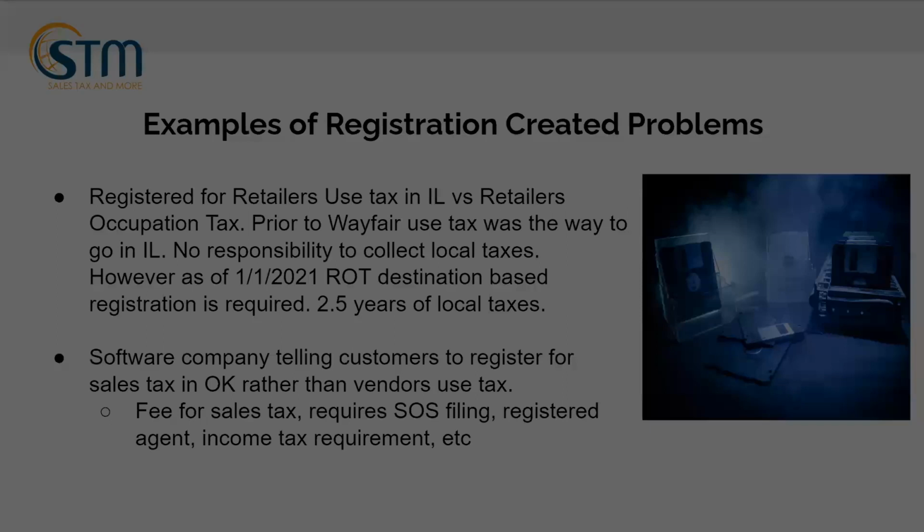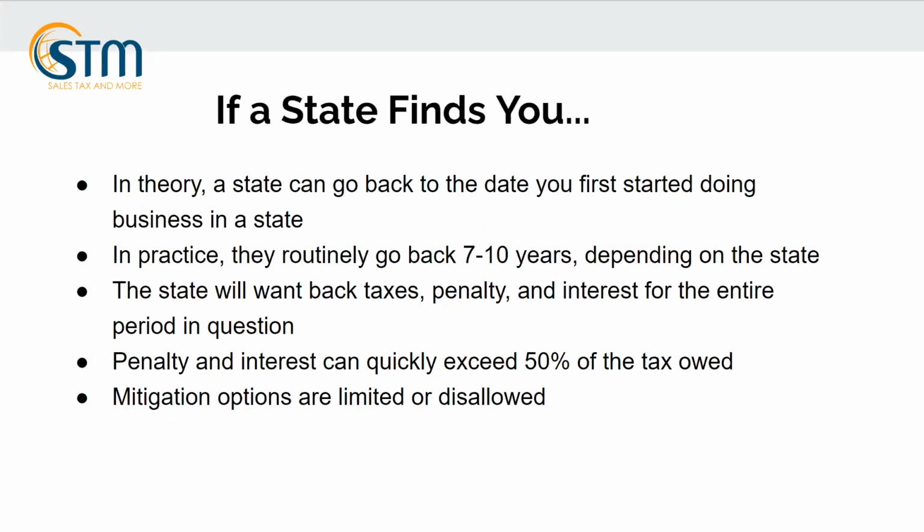All right. So if a state finds you, in theory, they can go back to the date that you first started doing business in the state. That is when your nexus began. In practice, if you've been doing business there 20 years, they don't go back that far. They routinely, though, go back 7 to 10 years, depending on the state. Could they go back 20 years? Yeah, I've seen states try to do it.